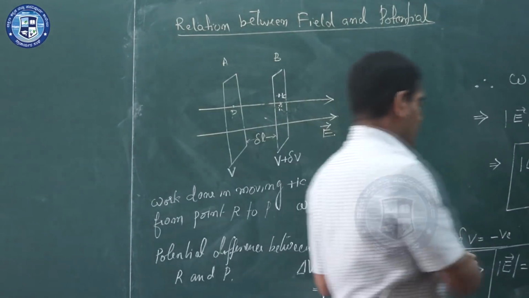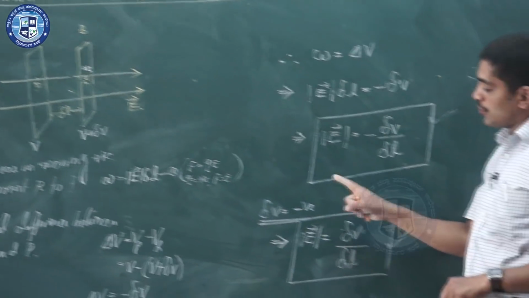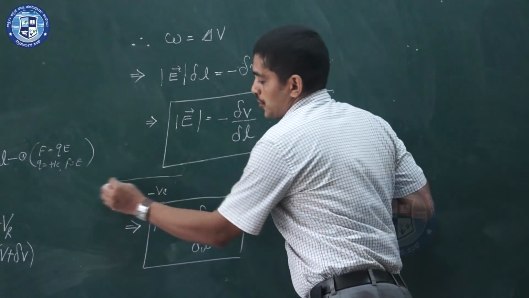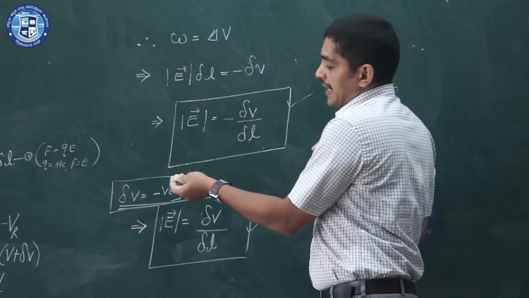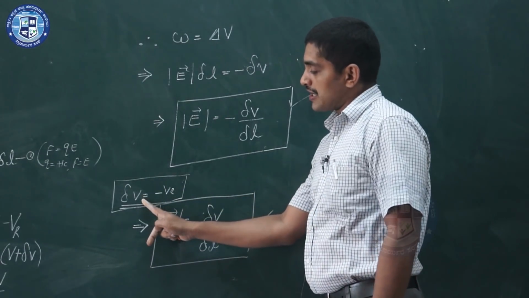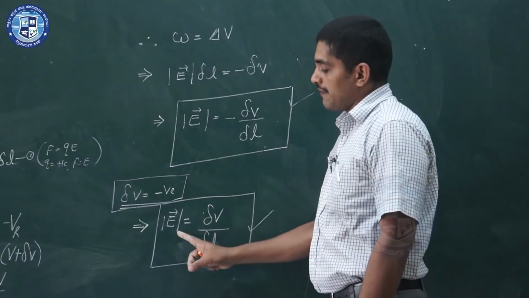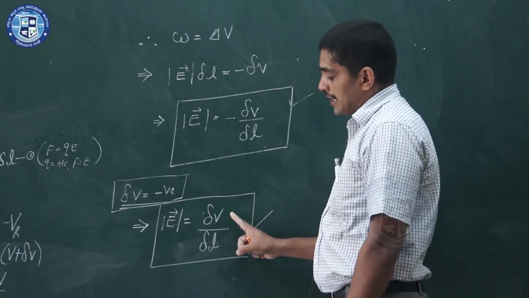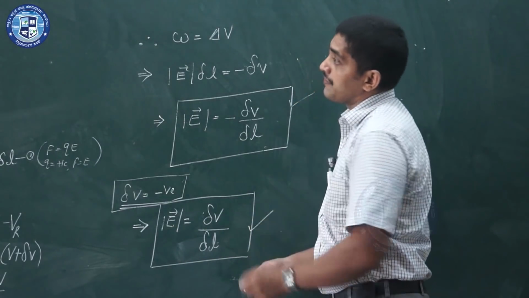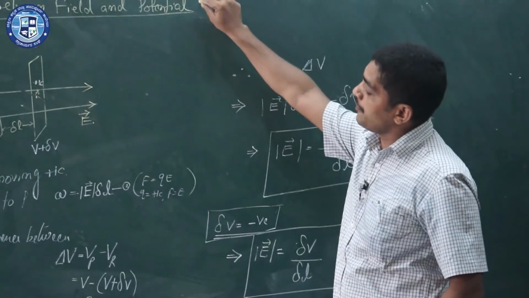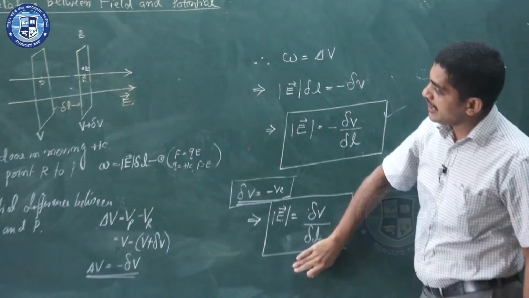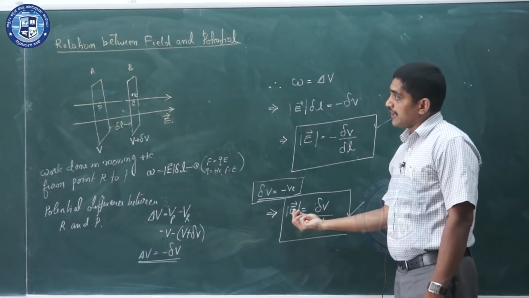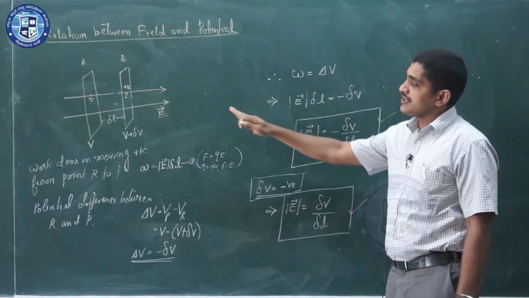So, altogether we get a relation that E is equal to negative potential gradient, that is delta V by delta L. If you substitute this idea, what idea? Idea is nothing but along the direction of the electric field potential decreases, then we can write mathematically E is equal to delta V by delta L. This is the relation between the electric field and the potential. This normally asks for a 3 marks derivation in the board exam, the relation between the electric field and the potential. So, this is very important.